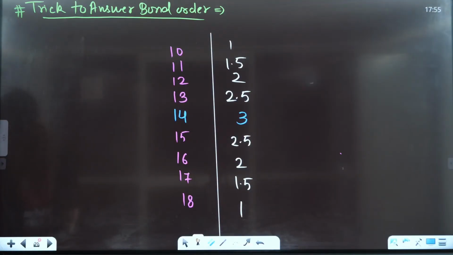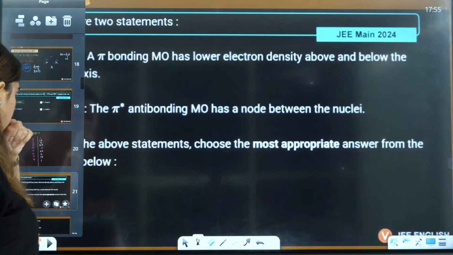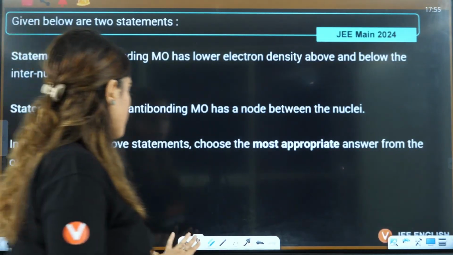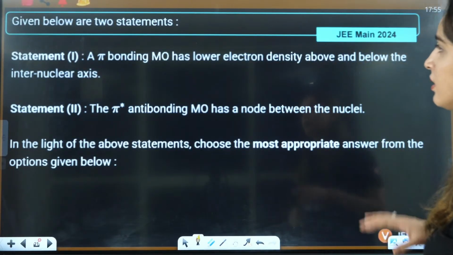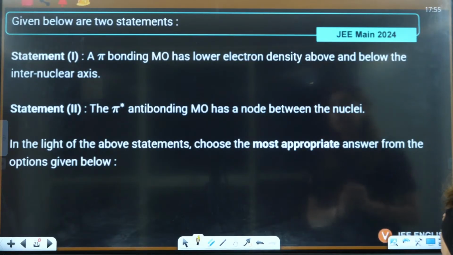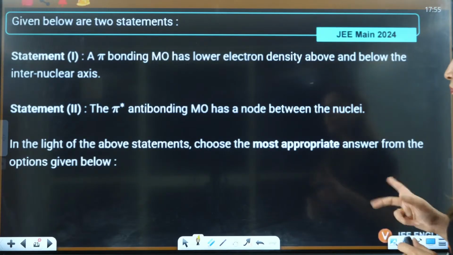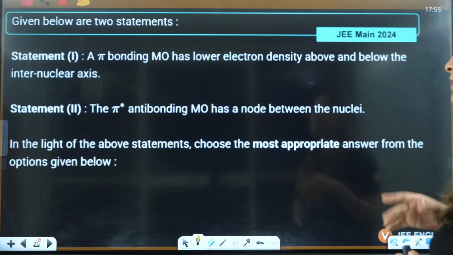Right? So let's do this question now. This question is based on a statement: a pi bonding molecular orbital has lower electron density above and below the internuclear axis. Pi bonding molecular orbital, lower electron density above and below. Okay, pi star antibonding has a node between nuclei.